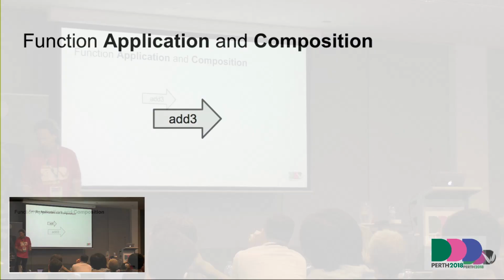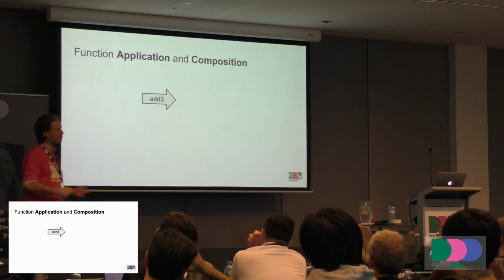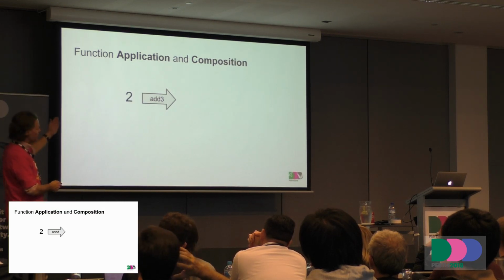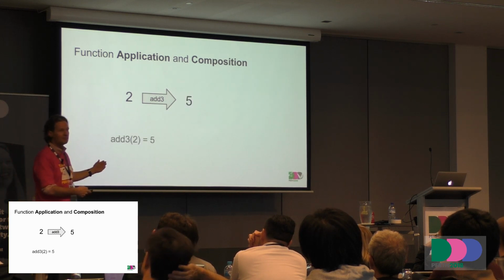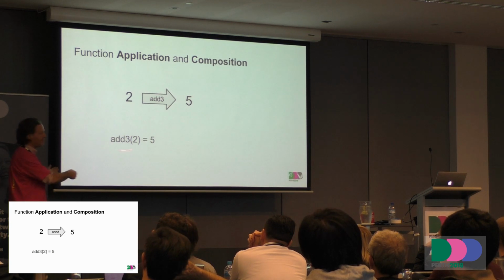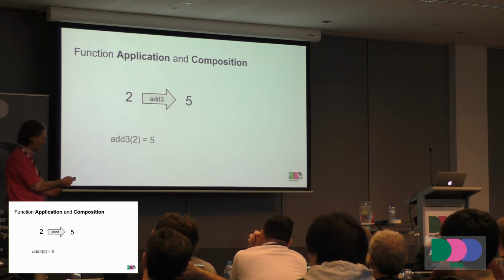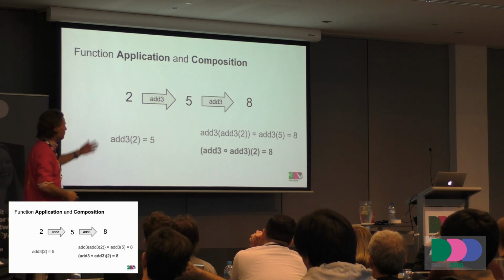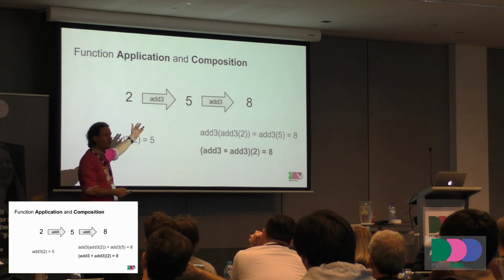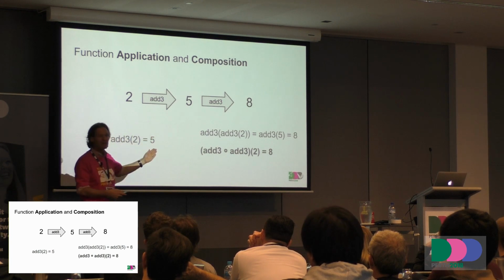And as the name suggests, this is an add3 function, so it adds 3 to an integer. As you can see here, if we put 2 into the function, we apply it, and out the other end comes 5. The notation for that is just what you'd expect down here. You're calling that, you get the value out. Interestingly, we can now take that value 5 and put it into the function again, add 3 again, and that will give us the answer 8.